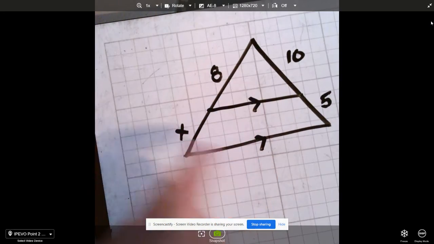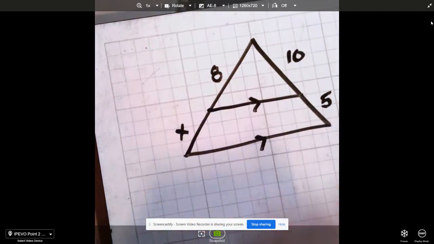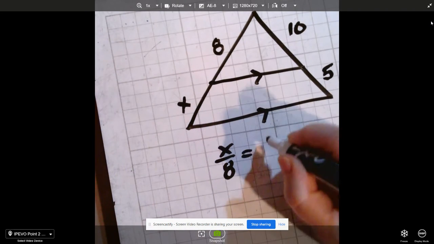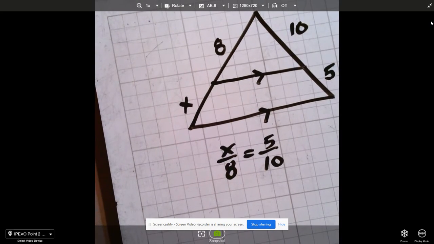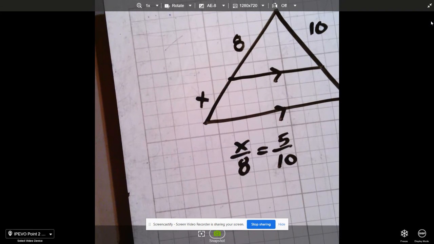Now I can write a ratio that will help me solve this particular figure for x. Because these are parallel, I know x over 8 has to equal 5 over 10. So let's write that ratio. X over 8 has to equal 5 over 10. Well, now I have a ratio. In order to solve this ratio, I need to cross multiply.